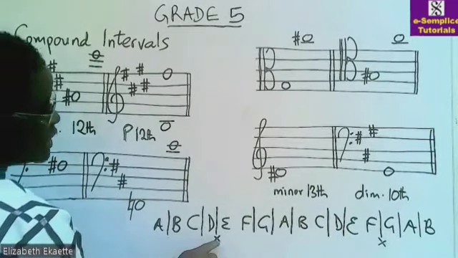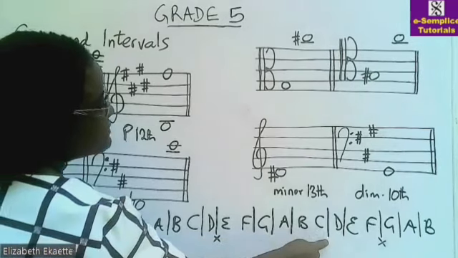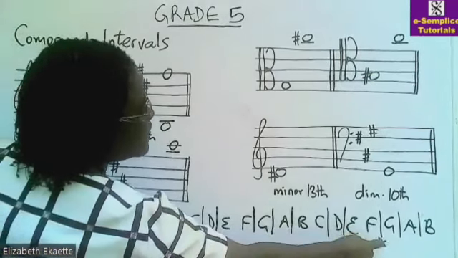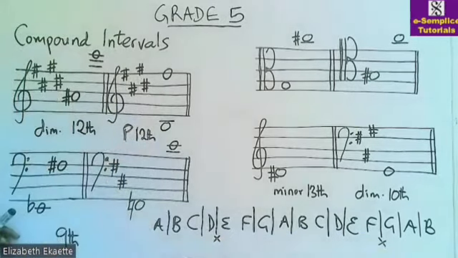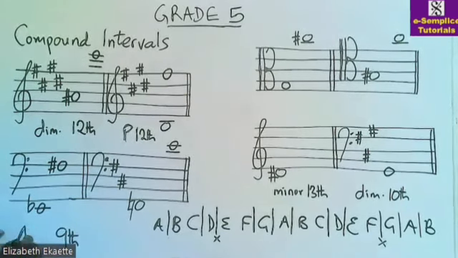Now let's count our quality. We have 1, 2, 3, 4, 5, 6, 7, 8, 9, 10, 11, 12, 13, 14, 15. Now I have 15 semitones. Now from my table, I already know that a ninth interval with 15 semitones will be an augmented ninth.